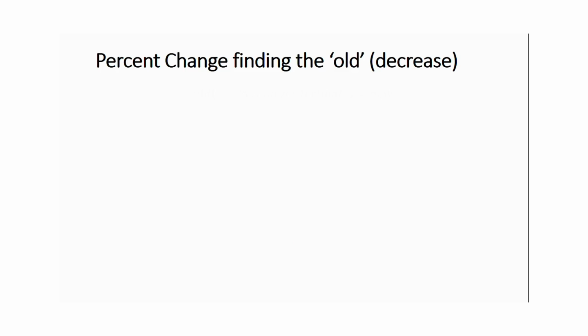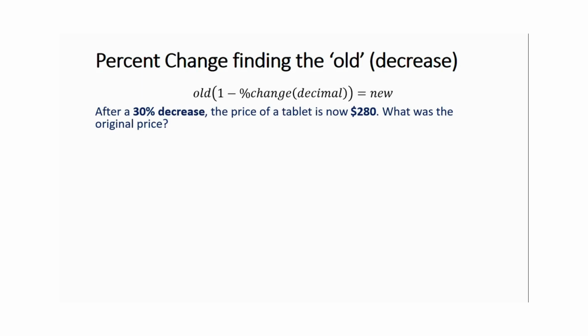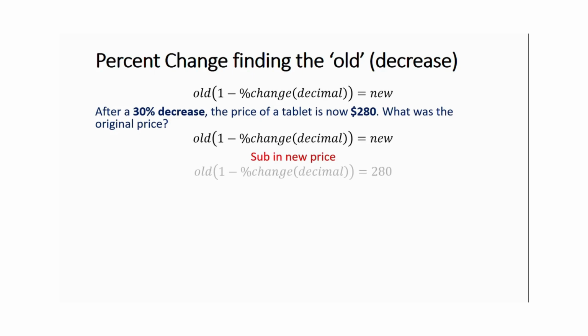What if we're looking for the old price? Same formula. After a 30% decrease, the price of a tablet is now $280. What was the original price? So we know the new price, so we substitute that in. We know the percent decrease. It's 0.3 as a decimal, so we substitute that in.